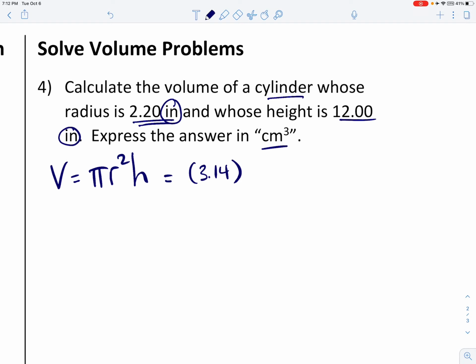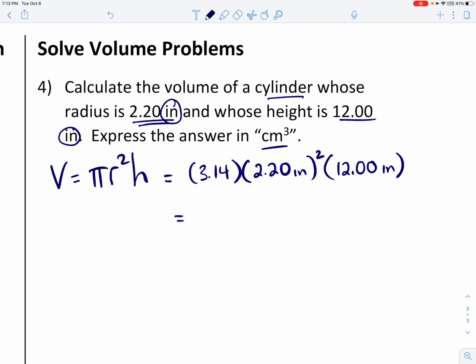So pi is 3.14. This is how your answer should be laid out. You've written the formula first, and now you're putting the numbers in. The radius is 2.20 inches squared times the height, 12.00, don't leave out those zeros, inches. You grab your calculator, 3.14 times, if you have a squared button, you can say 2.2 and then press the squared button, or you can just multiply 2.2 by itself twice on the calculator, and then multiply by the 12 at the end.